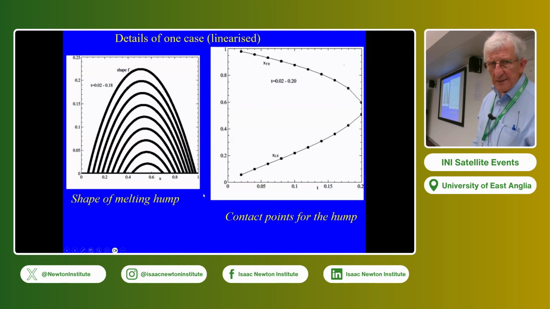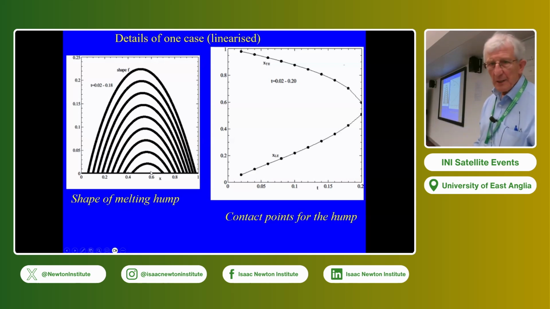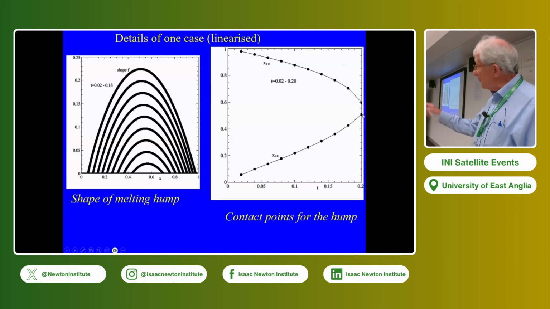Here's the details of one case in particular. The initial shape was taken as a parabola, and you can see that the melting is completed by a time of about 0.2 here, and the final shape is always a little parabola of ice which disappears. And here's showing the contact points, x leading edge, x trailing edge, against time, and again they come together at a time of about 0.2, scale time 0.2.